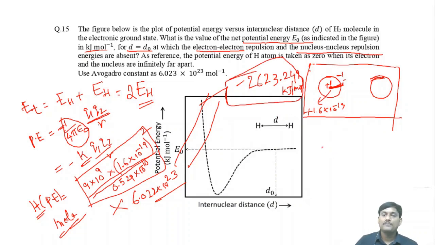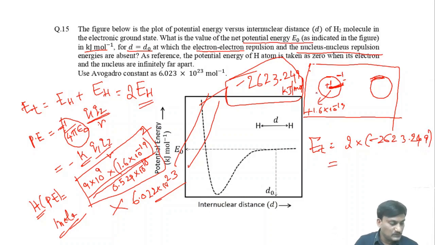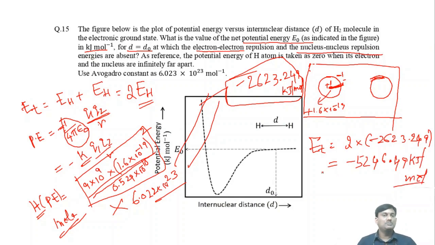But for 2 hydrogen atoms, what is the E total? It is equal to 2 into minus 2623.249 kilojoule per mole, so this will be equal to minus 5246.49 kilojoule per mole. In this question, you simply have to take the sum of potential energy of two individual hydrogen atoms. This is the answer.